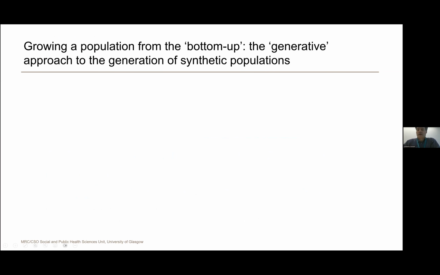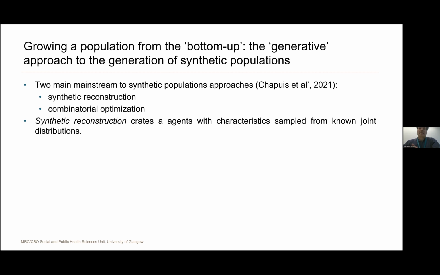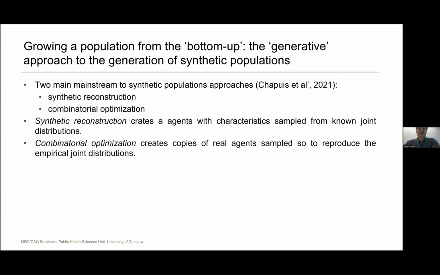We called it the generative approach to the generation of synthetic populations. There are currently two mainstream approaches to synthetic population described in this paper by Chapuis: one is called synthetic reconstruction, and the other combinatorial optimization. The first creates agents with characteristics sampled from known joint distributions, and the second creates copies of real agents which are sampled so as to reproduce the empirical joint distribution.